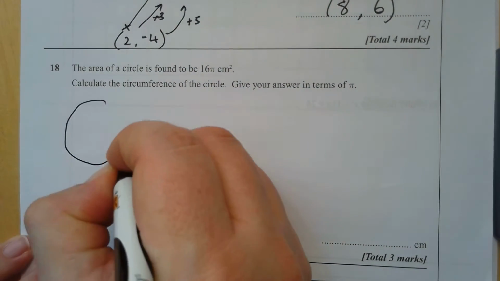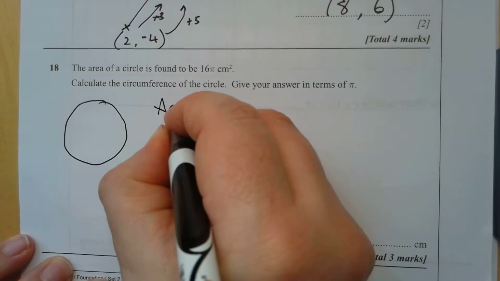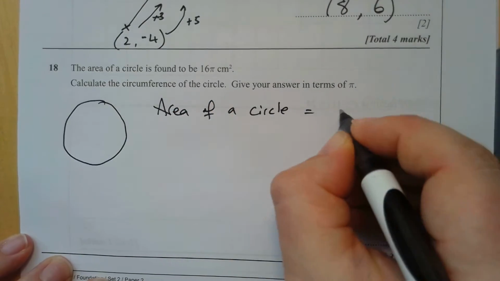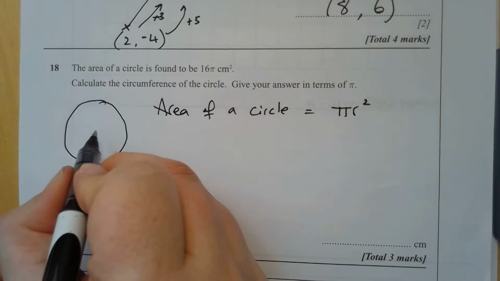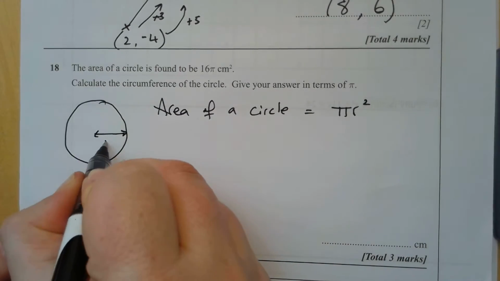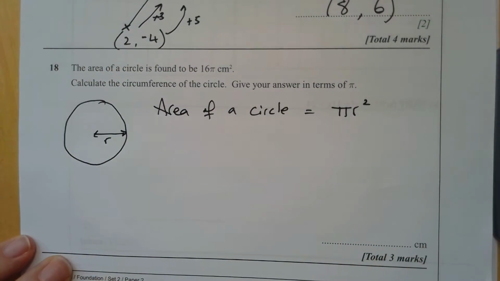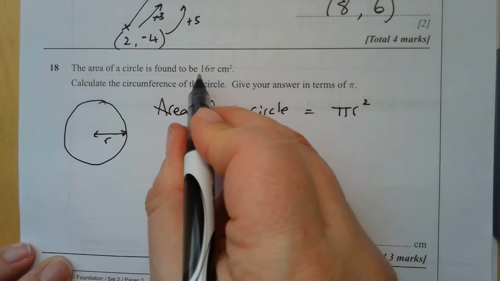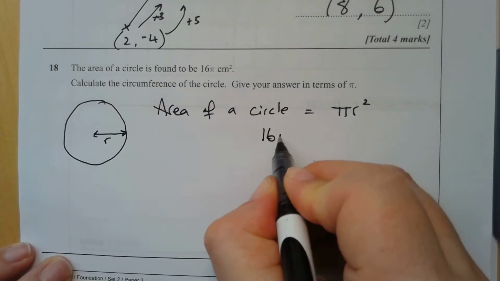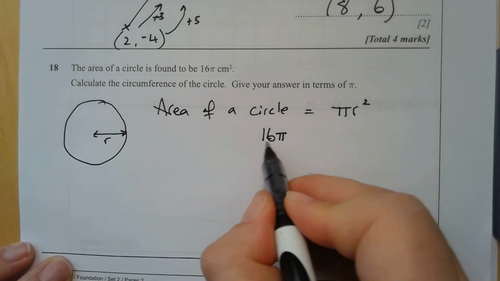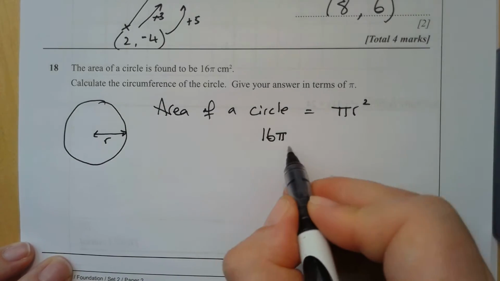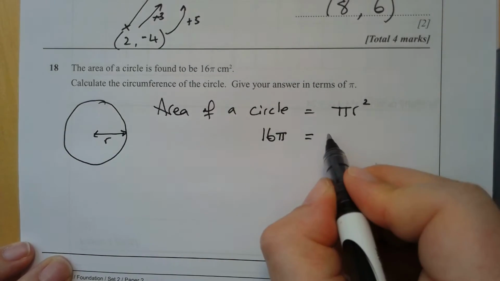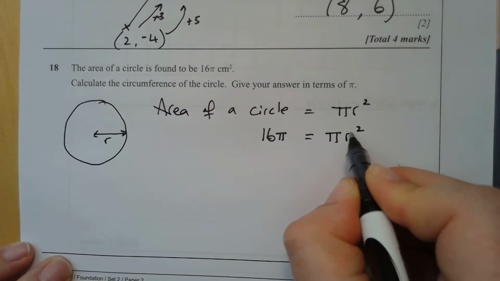Right, we need the formula, the area of a circle. Formula equals pi r squared, where this here is the radius, this is our r. So if we know that the area of a circle, we're told it's 16 pi, just leave it with the pi, don't cancel the pi out, don't divide the pi out, don't leave the pi on its own for now. 16 pi, area of a circle is 16 pi, so what's the radius?